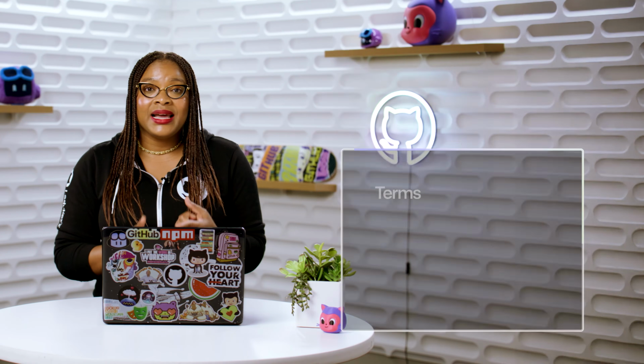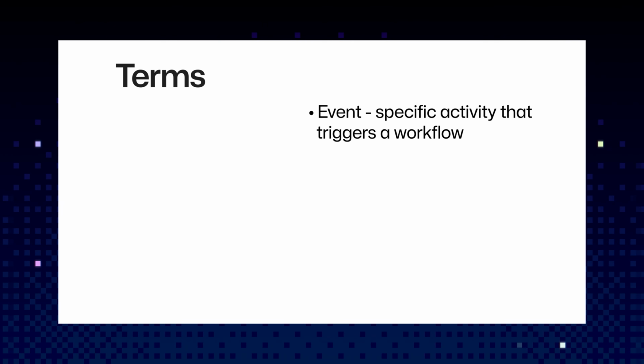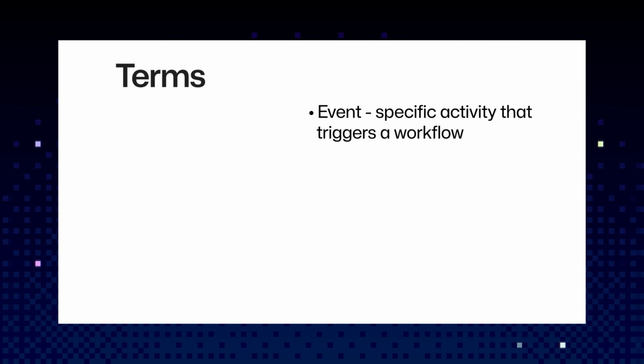Let's take a look at a few terms you'll see when working with GitHub Actions. We won't go through all the terminology, but these are the essentials: events, hosted runners, and jobs. An event is a specific activity that triggers a workflow. For example, pushing code, opening a pull request, or creating an issue.